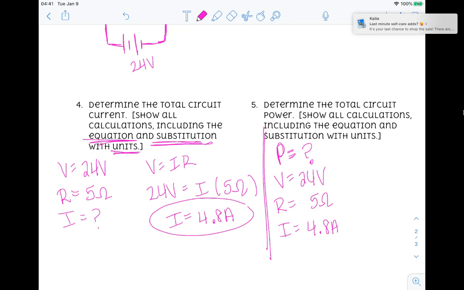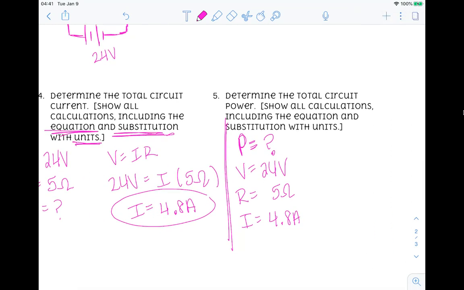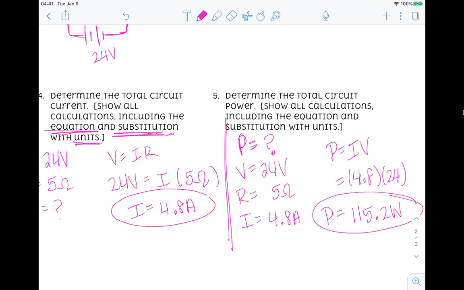So again, you can use any formula that you would like, as long as you use all of your given information. So let's see, I'm going to use P equals IV. P is equal to 4.8 multiplied by 24. P is equal to 115.2 watts.